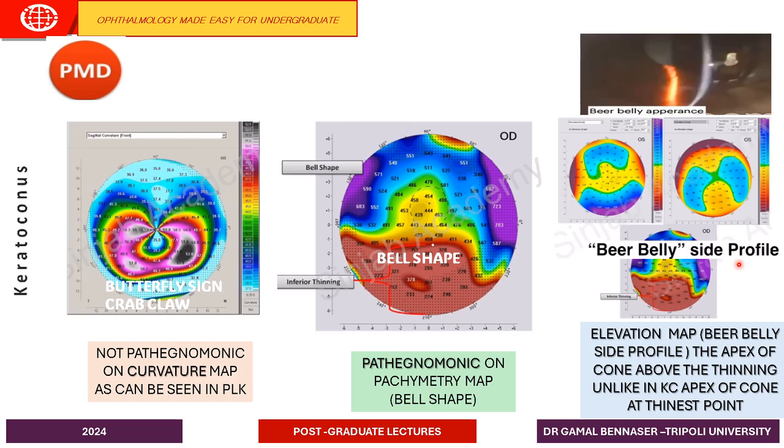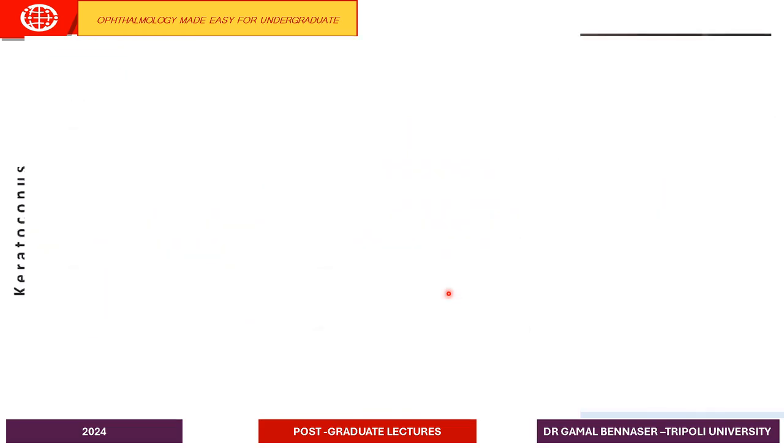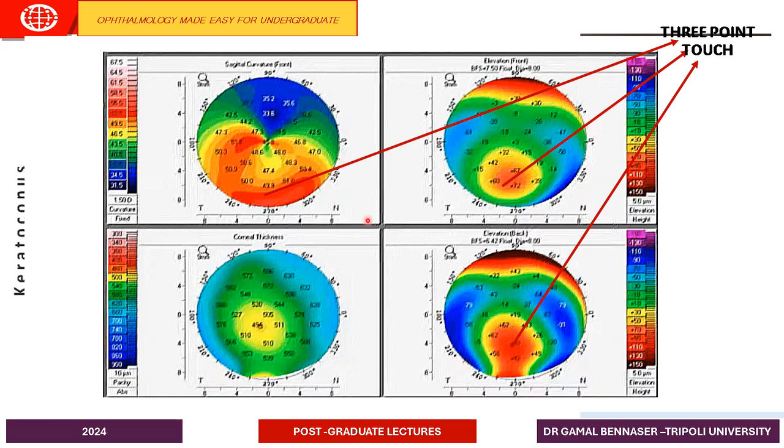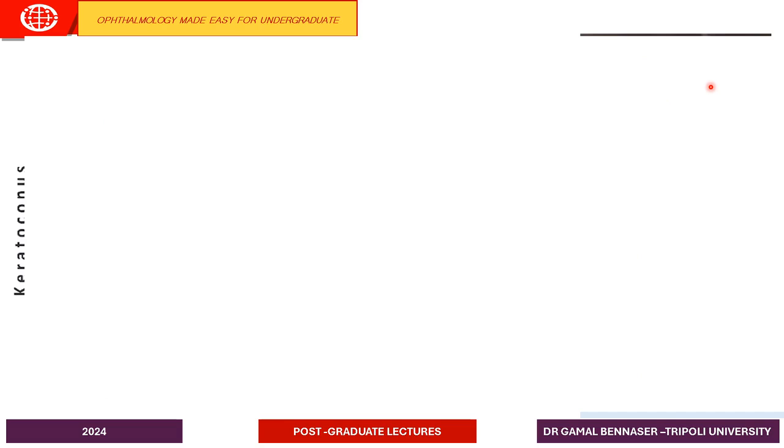So for you as a postgraduate student, now you should memorize these signs. These are very important: the Pierre-Pili side profile in the elevation map, the pill sign in the pachymetry map, and the crab claw or the butterfly seen in the curvature map. You should not mix between these names. And as I said, the pathognomonic sign is the pill-shaped sign in the pachymetry map. Another thing, as you can see here, this is similarly the kissing doves, and there are another 3 spots in the anterior and posterior elevation maps. This is called the 3-point touch sign, also seen in pellucid marginal degeneration.